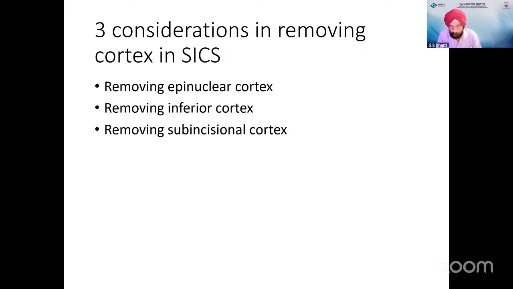Dr. Paranjpe had classified them differently. I'll classify it a little differently. One is removing epinuclear cortex, another is removing cortex in the inferior part, and the third is removing the subincisional cortex. We'll look at these three considerations one by one.